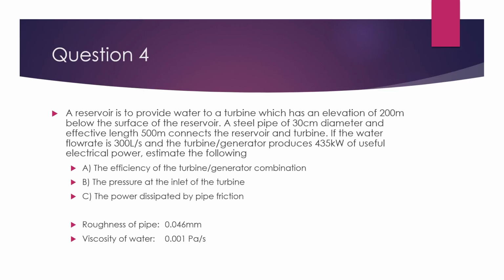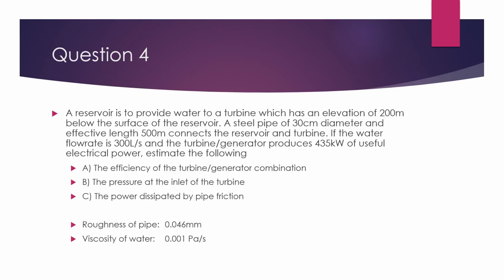This video deals with the topic of fluid mechanics and is based on the question: a reservoir is to provide water to a turbine which has an elevation of 200 meters below the surface of the reservoir. A steel pipe of 30 centimeters diameter and effective length 500 meters connects the reservoir and turbine.